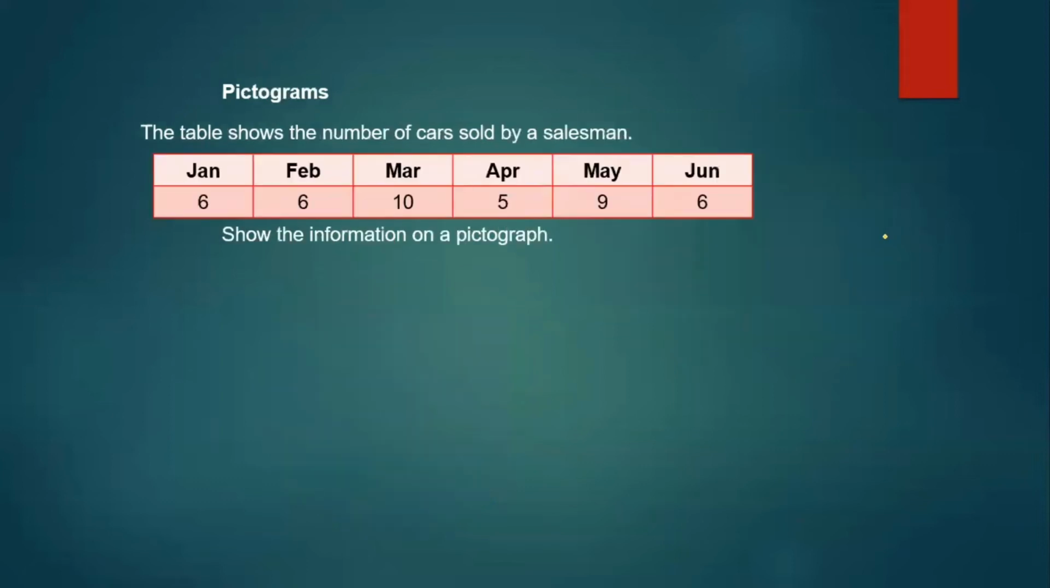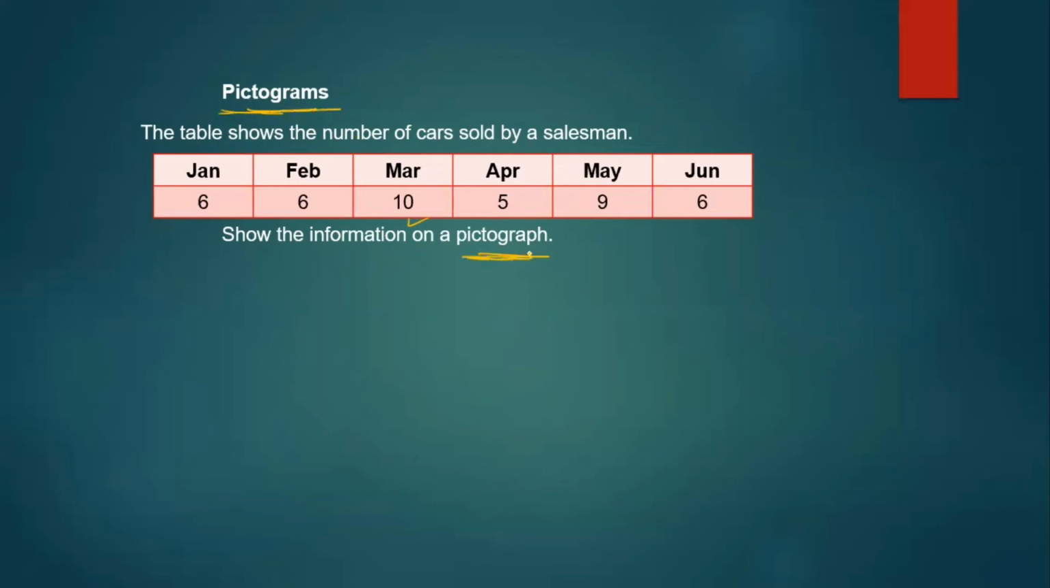Okay. Next type of chart is pictograph. It is also called a pictogram. Here the table shows the number of cars sold by a salesman. In January, he sold 6 cars, February 6, March he sold 10, in April 5, May 9, and June 6.